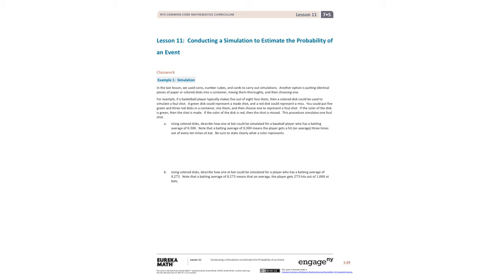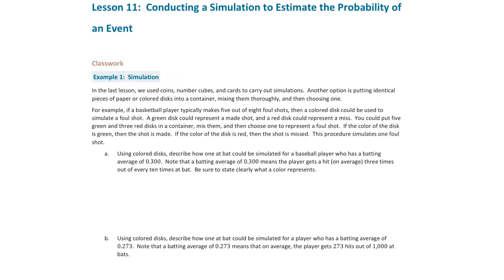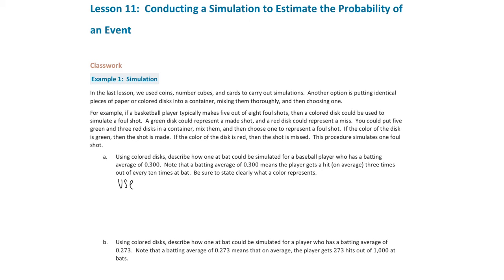Now, we know that this player gets 3 hits every 10 times they're at bat, but how can we simulate what happens when they're at bat? To help us represent this, because we know that our baseball player makes 3 hits out of 10, we can use 10 discs. So I can use 3 green discs to represent a hit, and then I can use 7 red discs to represent a miss.